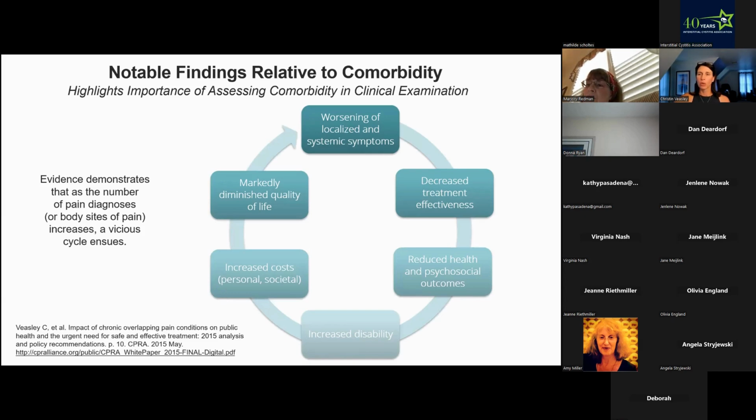The more conditions one person has, or the more sites of body pain they have, we know that they are less likely to respond to treatment. So there's a decreased treatment effectiveness. They have reduced health and psychosocial outcomes, increased levels of disability, increased both personal and societal cost, and markedly diminished quality of life. So this really highlights our rationalization and justification for why there needs to be a specific focus on advancing scientific and other initiatives for chronic overlapping pain conditions.